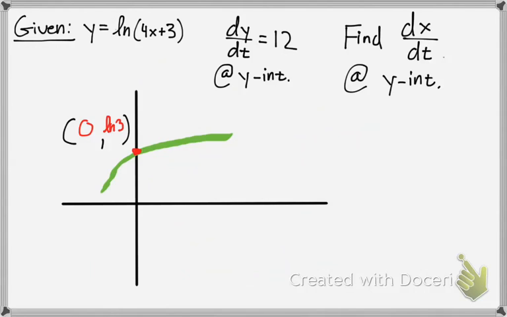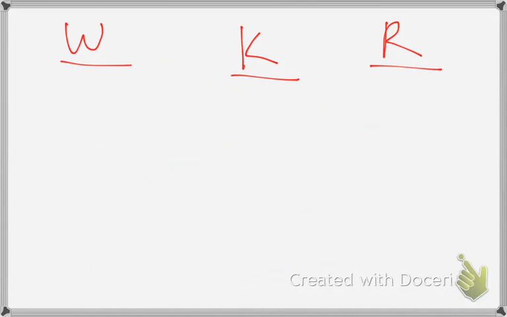So now we're going to have to tackle the problem and figure out what they are looking for here. So what I usually do and what I've learned is something called want, know, relate. Okay? So what do we want to find? Well, we want to find dx over dt at the y-intercept, right? And then we know that the rate of the y is 12.